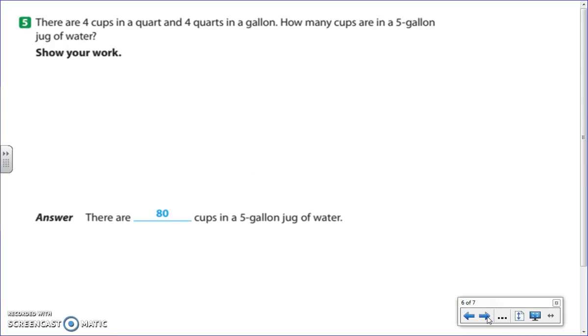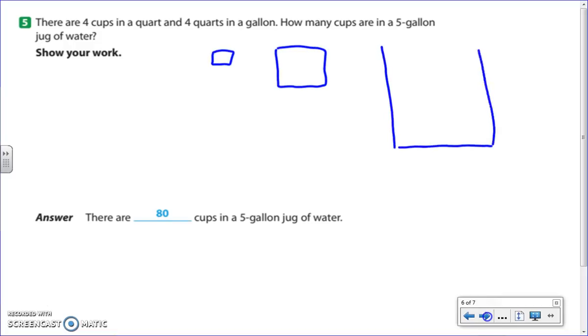There are 4 cups in a quart and 4 quarts in a gallon. How many cups are there in a 5-gallon jug of water? Show your work. Okay, so this problem is going to be pretty challenging actually. I'm going to start by drawing a visual, and then I'll try to explain it using multiplication and the unit rate. So I'm going to draw a picture of a cup, a quart, and a gallon. The best that I can, and the best sizes that I can to represent how much each one is.